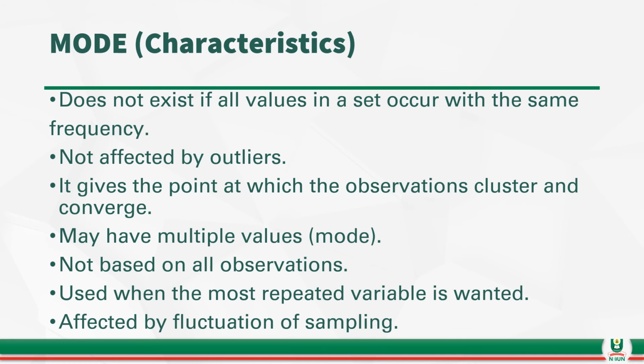It is not affected by outliers. It gives the point at which the observations cluster and converge. It may have multiple values and is not based on all observations, unlike the mean, which is based on all observations. It is used when the most repeated variable is wanted and is also affected by fluctuations of sampling.